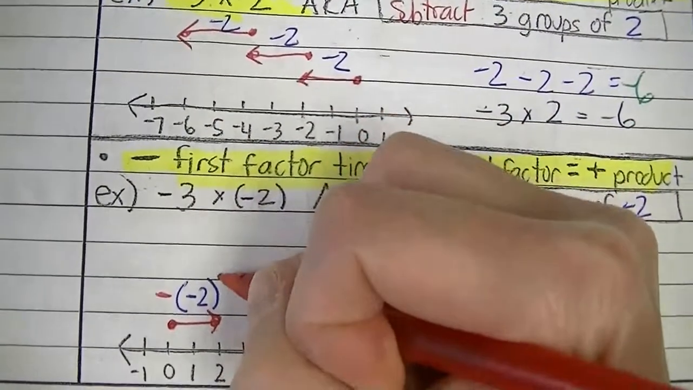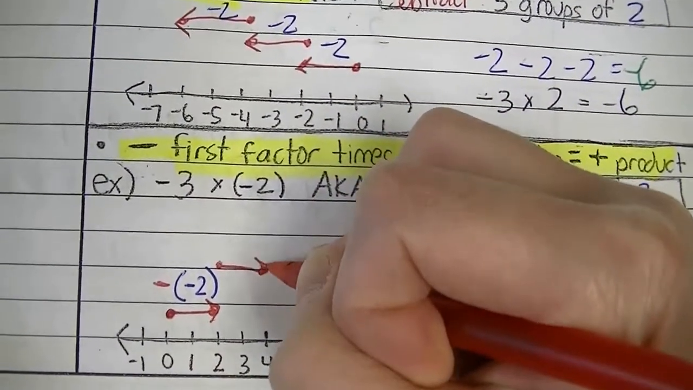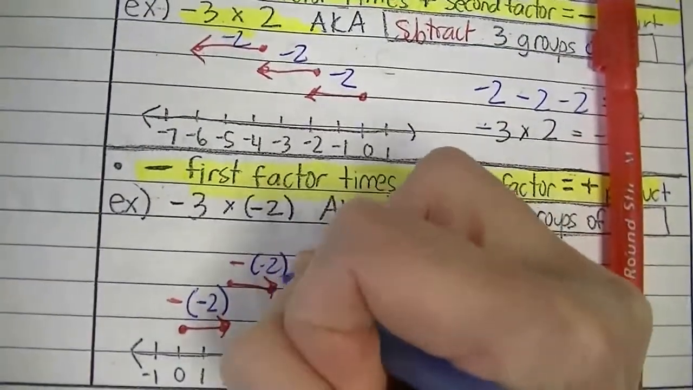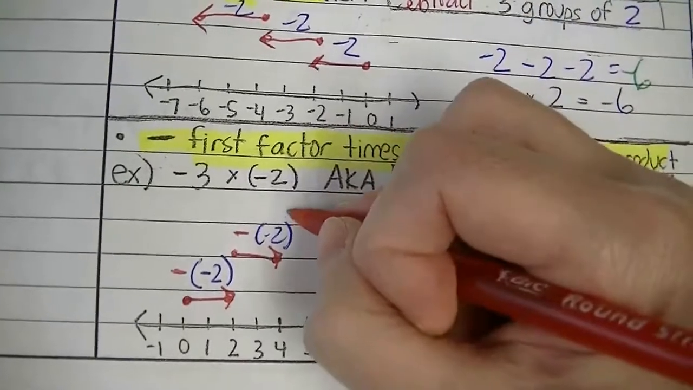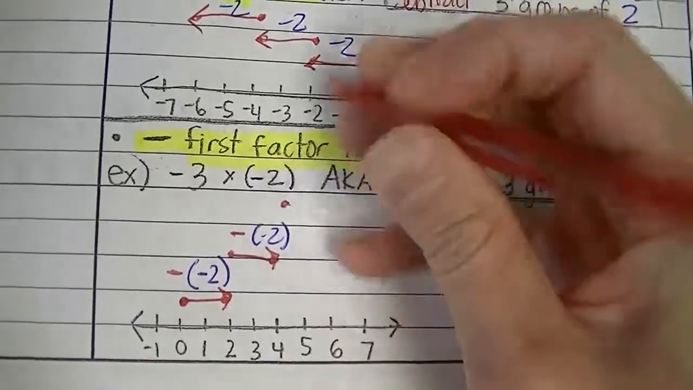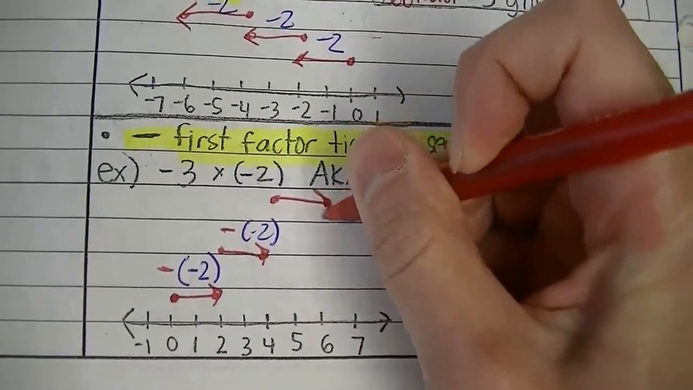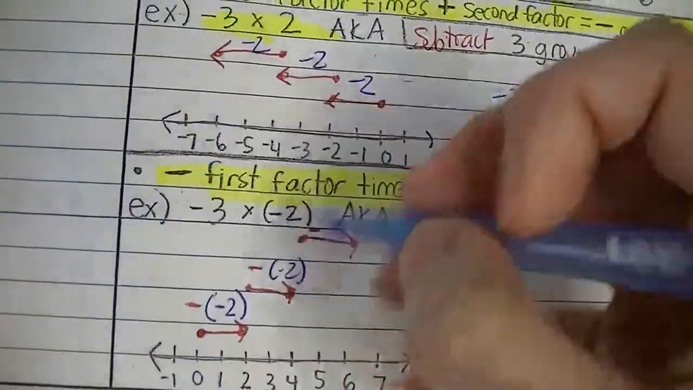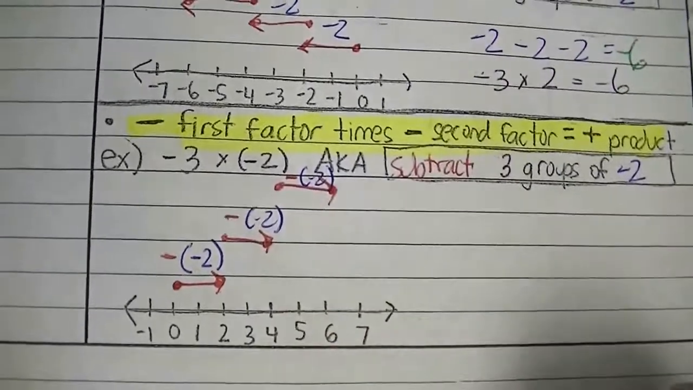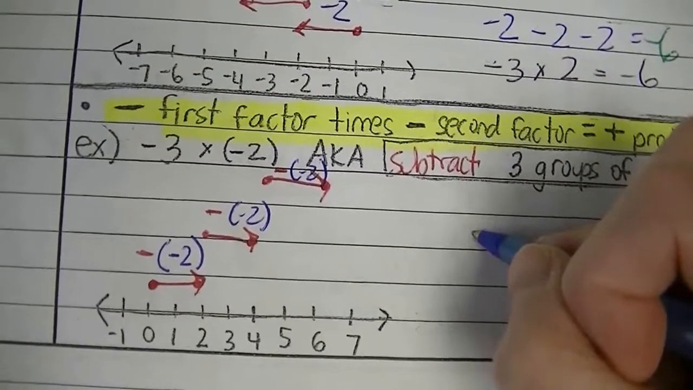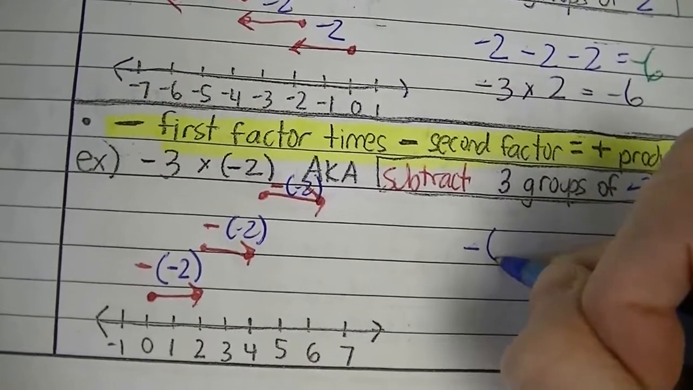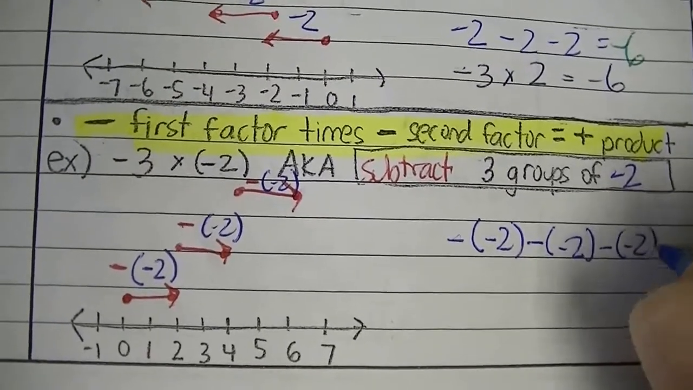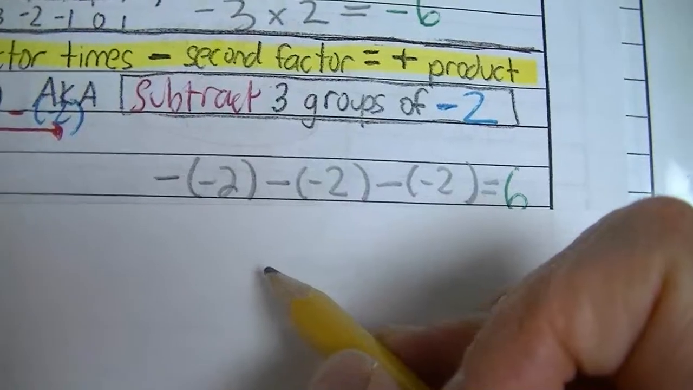And again, there's another subtracting of a negative 2. So you're subtracting this negative 2. And then again, the third group that you're subtracting, that negative 2. Okay? So look at it like this: you're subtracting a negative 2, subtracting a negative 2, subtracting a negative 2. And that's going to give you an answer.